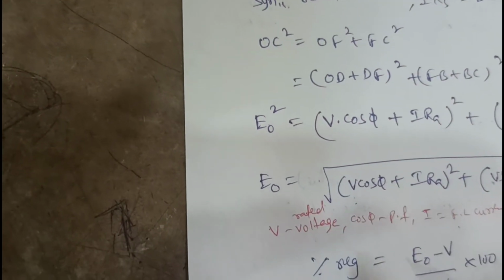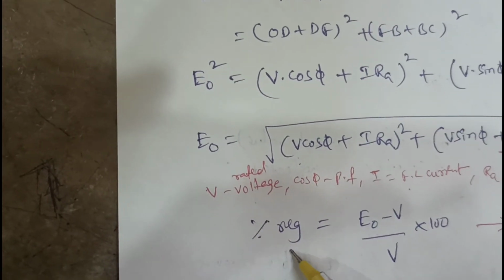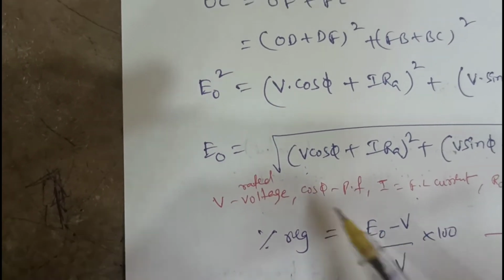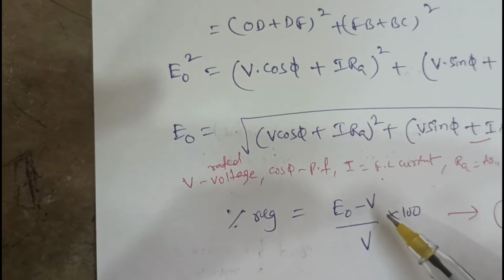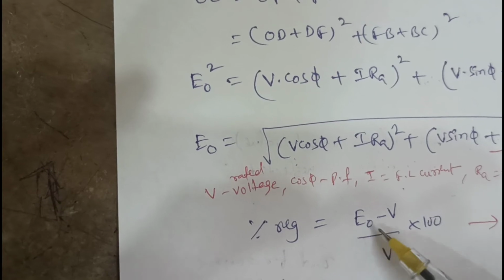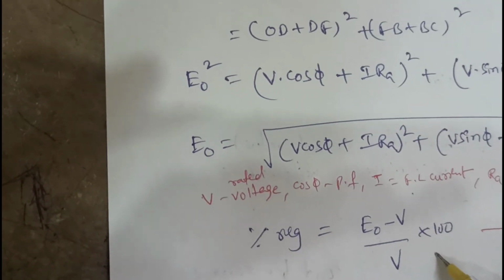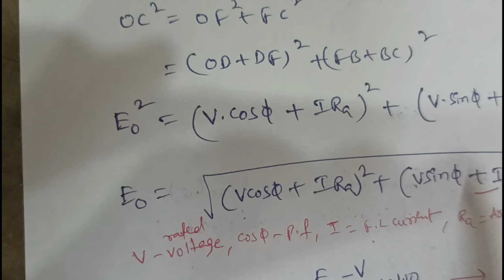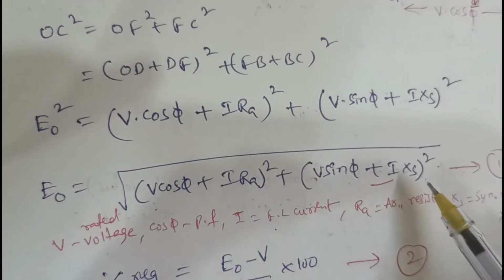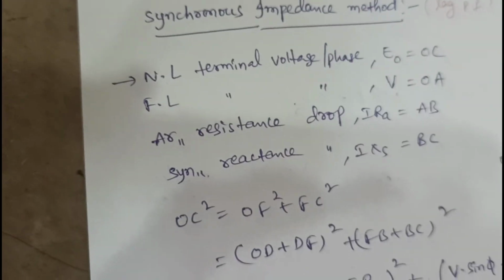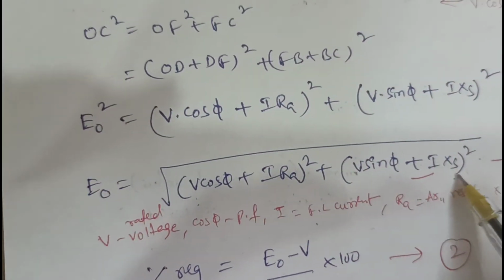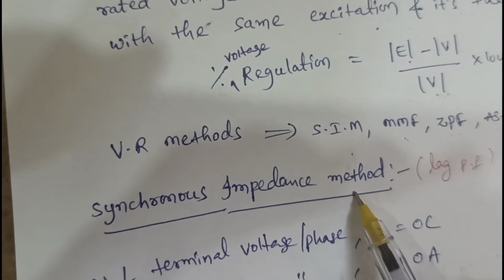So from this formula you get E naught. Percentage regulation is equal to (E naught minus V) by V into 100, where V is the rated voltage. Then find the regulation. The main thing is to find the synchronous reactance XS from the synchronous impedance method. How?